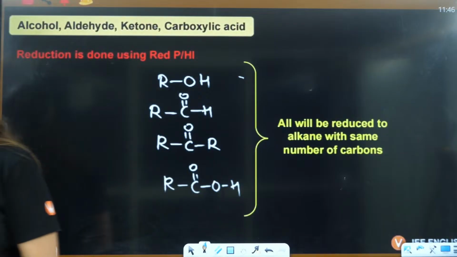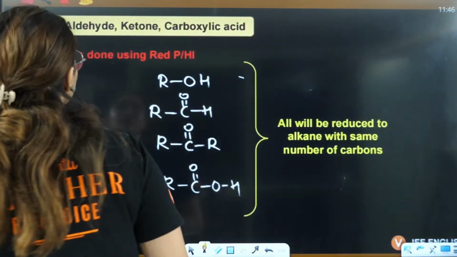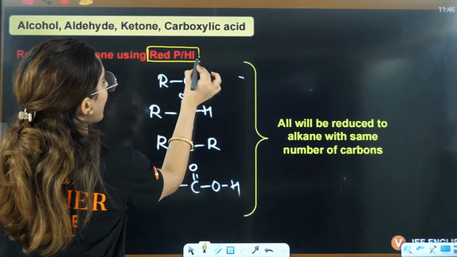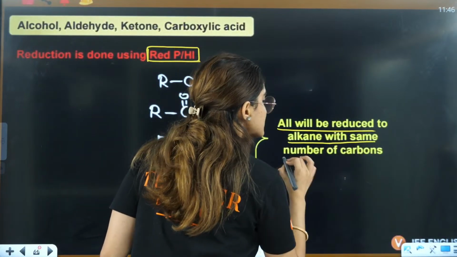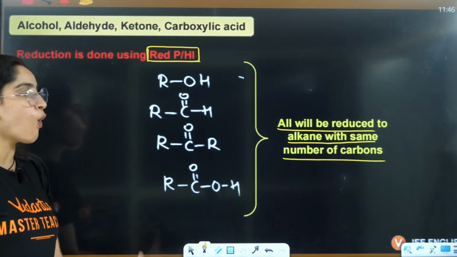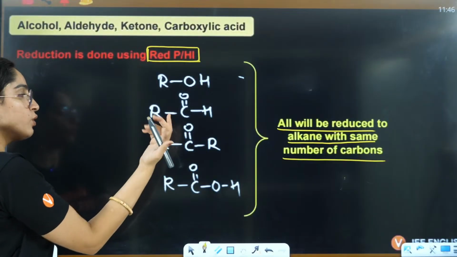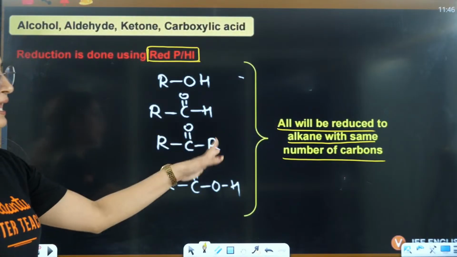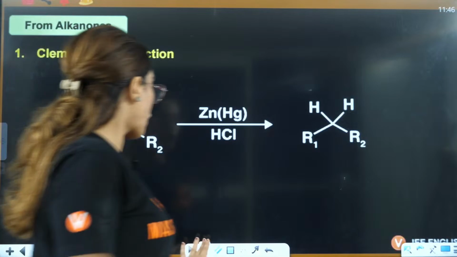Yes, everybody. Now let's talk about the next thing: alcohol, aldehyde, ketone, carboxylic acid. When reduction is done using red phosphorus, what will happen in that case? All will be reduced to alkane with the same number of carbons, whether you have alcohol, carboxylic acid, ketone, aldehyde or ester, using red phosphorus and HI.